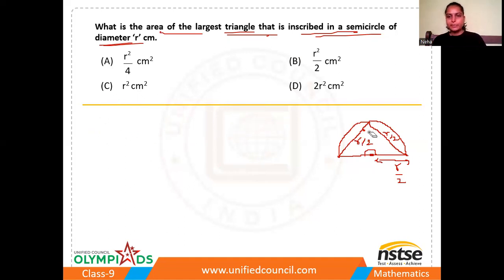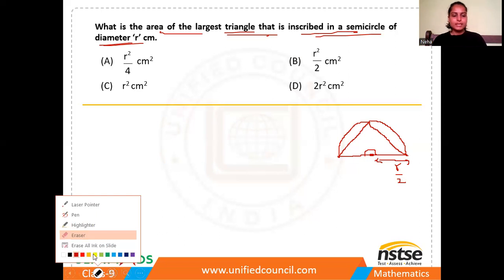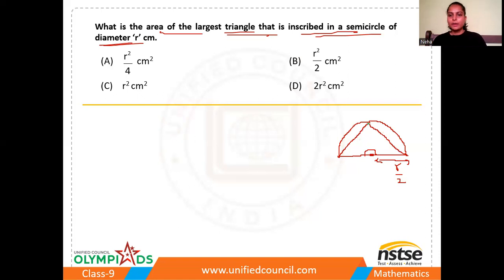So basically, one different concept will apply here. Okay. What is the concept? Because this angle is always equal to 90 degree, right? 180 degree, right? So what I will do here, I will just draw a perpendicular from here. Now this becomes a 90-degree angle, and this side is r by 2, right?